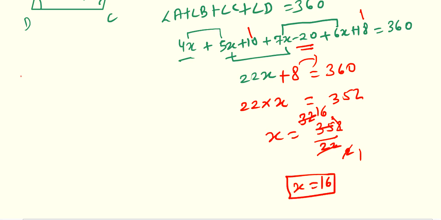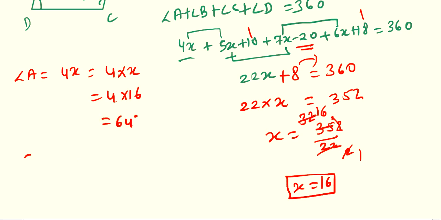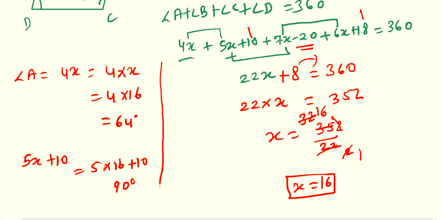Now the angles. Angle A equals 4x, you can write 4 into x, that is 4 into 16, so from there we are getting 64 degrees. Then next is 5x plus 10, so 5 into 16 plus 10, so 90 degrees. Clear? Similarly you have to solve 7x minus 20, so from there we are getting 92 degrees. Then the last one, 6x plus 18, so we are getting 114.